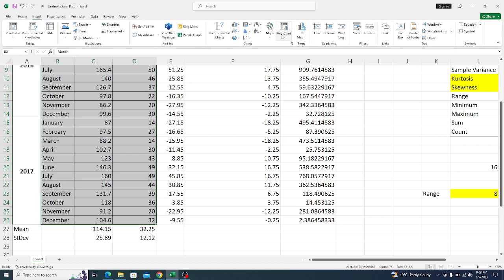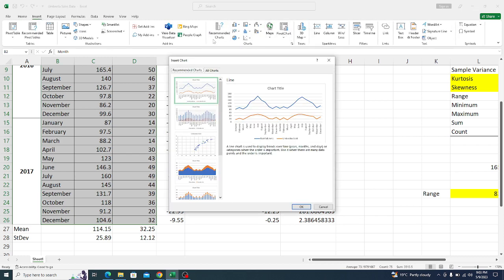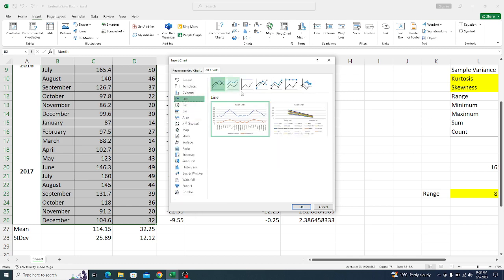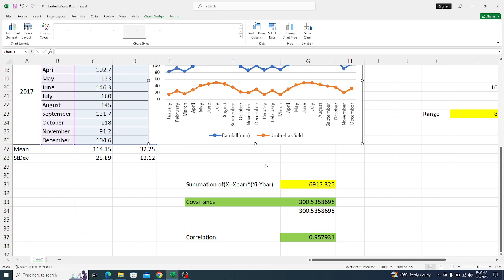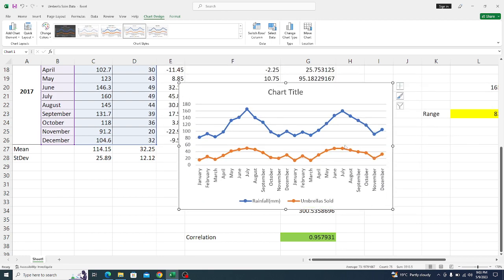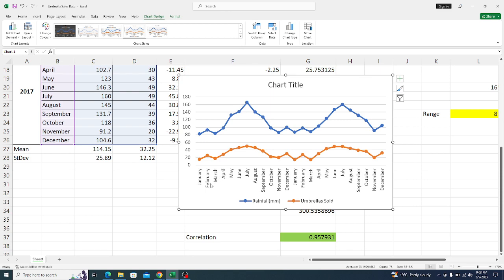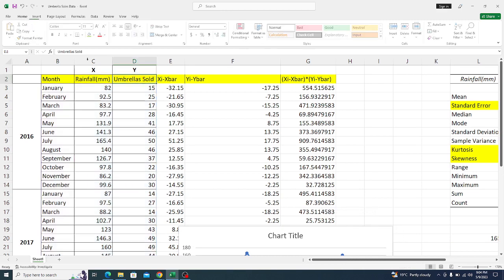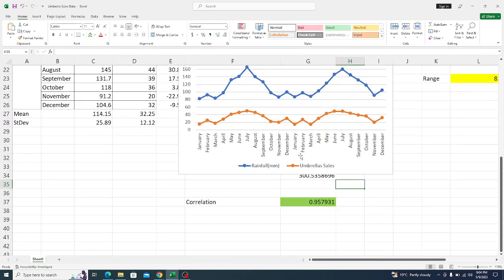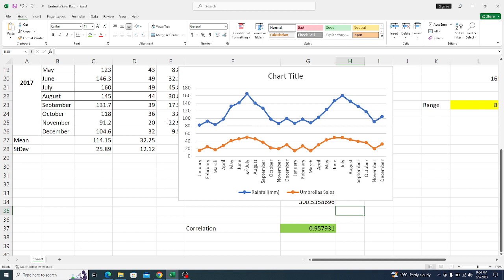The rainfall pattern for these two variables. Let me check the rainfall pattern. Check out this. You can see this is the rainfall pattern and also the umbrella sales. Let me change this to sales. You can see this is the rainfall pattern and the umbrella sales pattern.